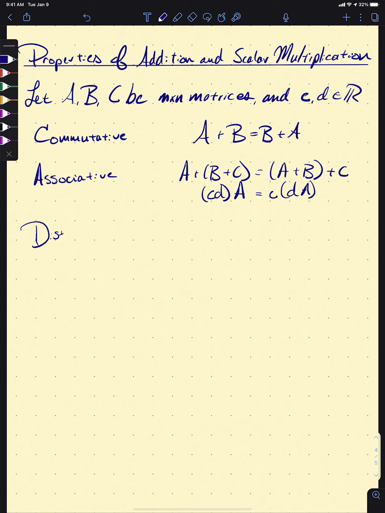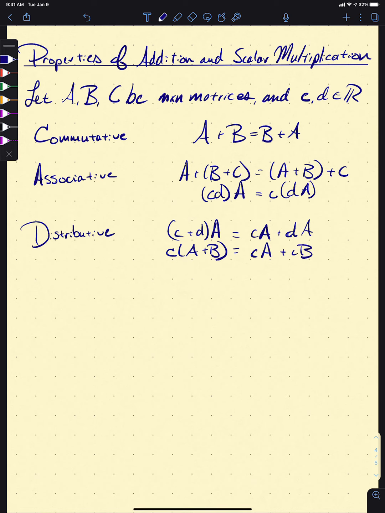Our last property is the distributive property, okay? I'm sure that's no surprise. So if I'm adding my scalars like this, and then I'm multiplying by A, well, that's the same as multiplying that A in, right? CA plus DA, okay? And it goes the other way too, right? If we're multiplying our scalar by some matrix addition, well, then we can go C times A plus C times B, okay?